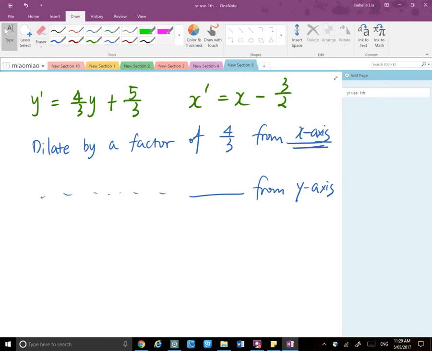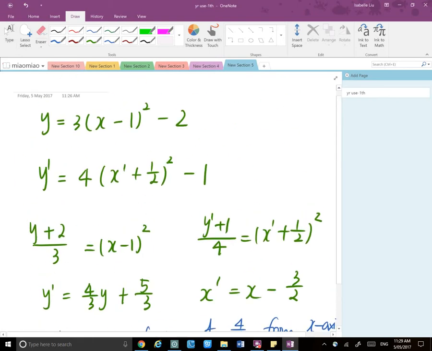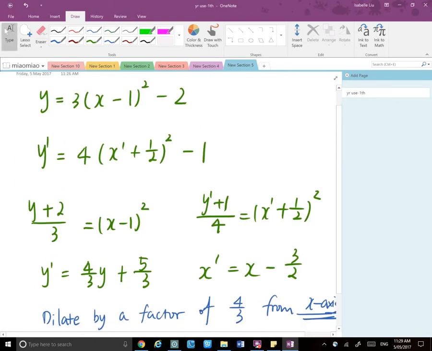What can we do if I want to dilate from the y side? I need to change x. There will be some factor times x. You can't multiply y by a factor. Therefore, this 3 and 4 cannot be divided to that side, because if you divide it to that side, there's some factor for y already. So you can only have plus and minus for y. You can't have times and divide for y, because you don't want dilation from the x-axis.